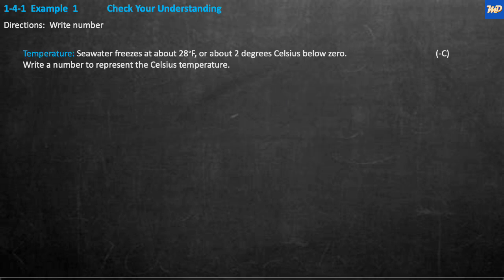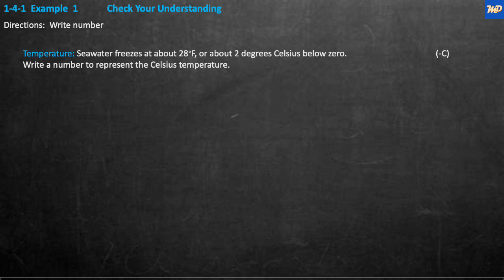Okay, example 1, check your understanding. The directions are write the number. Okay. Temperature. Seawater freezes at about 28 degrees F. 28 degrees Fahrenheit. About 2 degrees Celsius below zero. Okay. Write a number to represent the Celsius temperature.